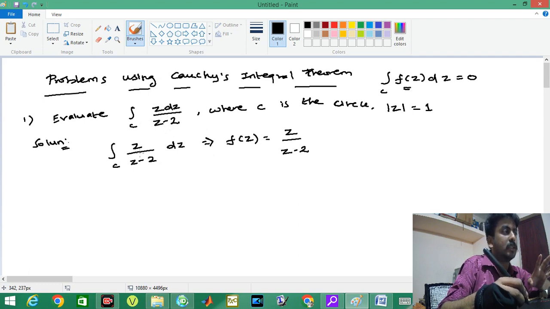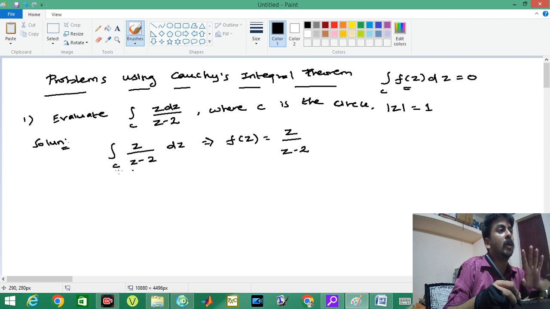This looks analytic, but there is a point where the analyticity will fail. That is whenever the function becomes infinity or is not defined, that is when the denominator becomes 0, then the function will not be analytic. At what point will the function lose its analyticity? At z equal to 2 the function will lose its analyticity. That is the first thing you have to keep in mind.